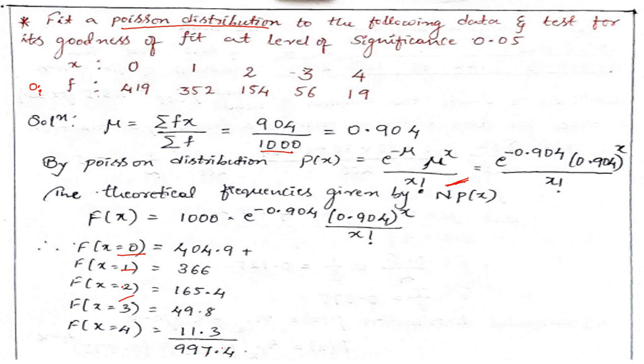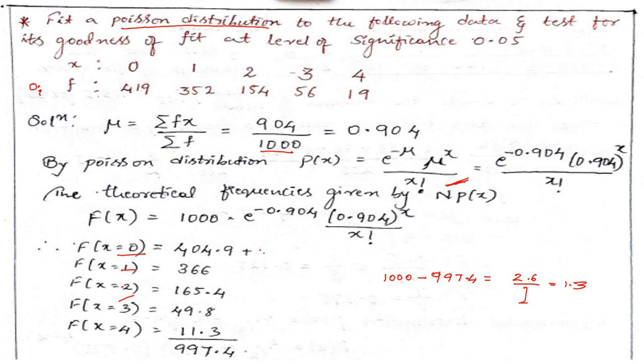The total of this value is 997.4. Here I got the difference of 3 values. So what is the difference value here? Just subtract 997.4 from 1000. You are going to get 2.6. So I am going to divide this value by 2, and I get the value as 1.3.